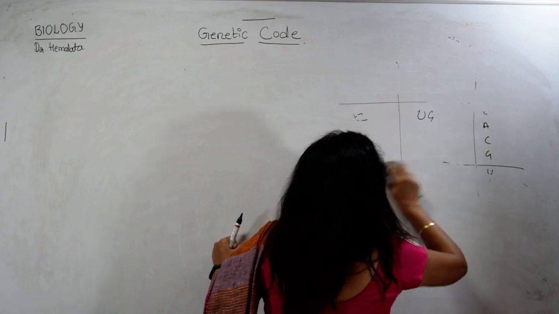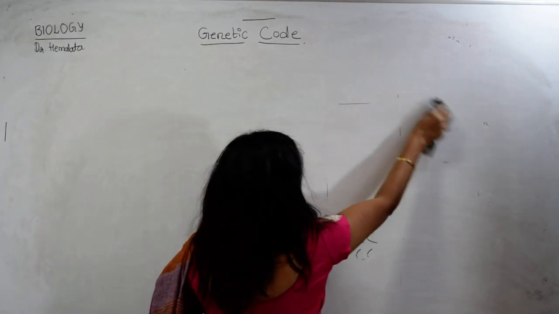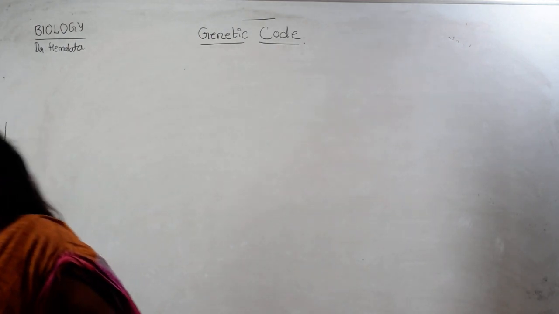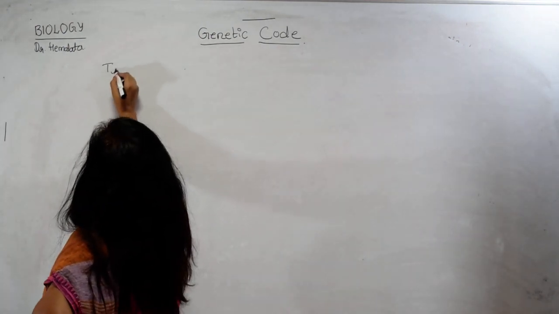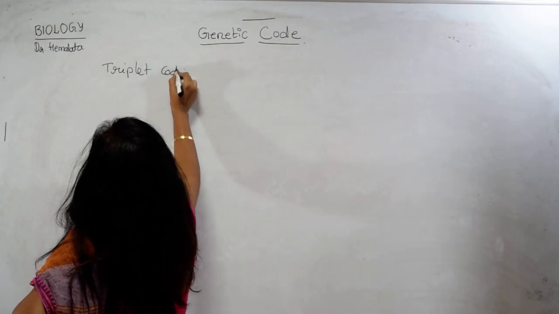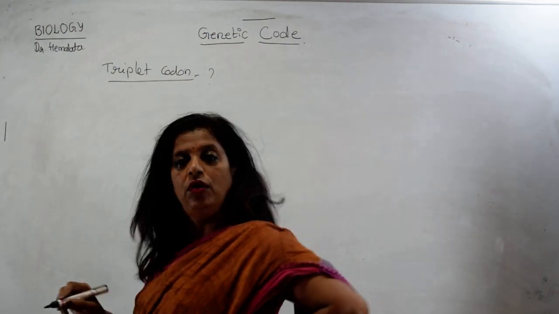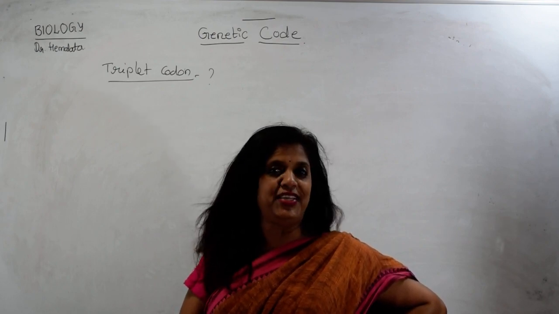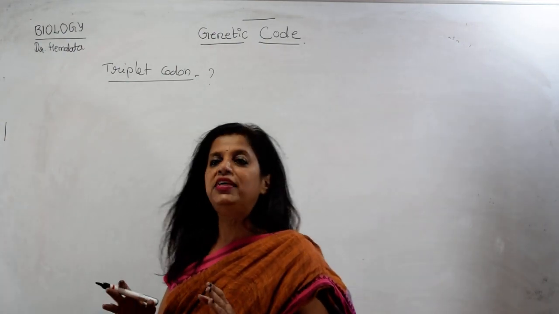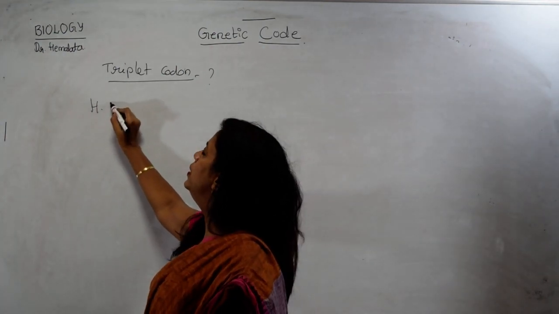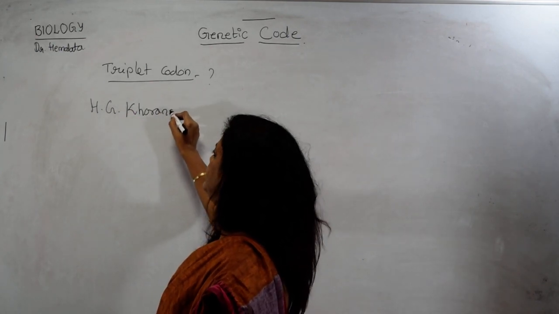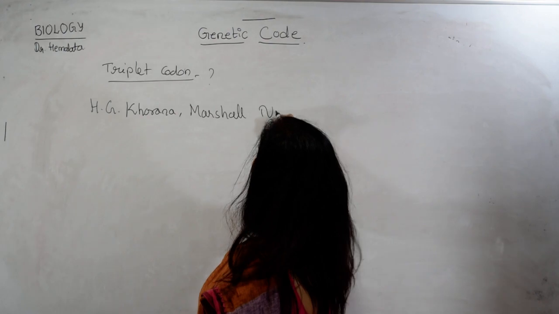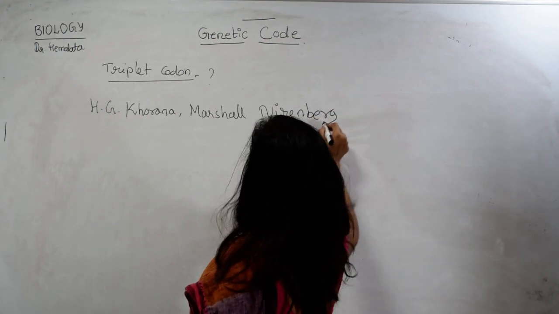Okay? Now, let me tell you why this triplet codon language was considered to be the right coding language. Why was it proved to be the right coding language? First thing, who were the scientists who deciphered the secret language of the genetic code? The secret language of the genetic code was deciphered by the scientist Har Govind H.G. Khorana, and along with him, Marshall Nirenberg. These were the two scientists.